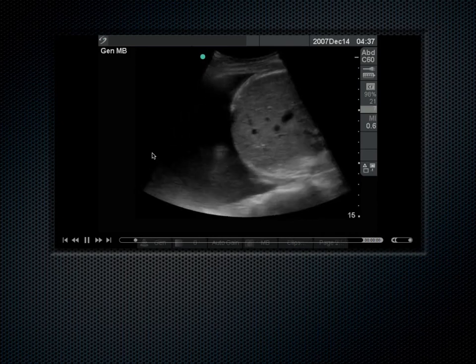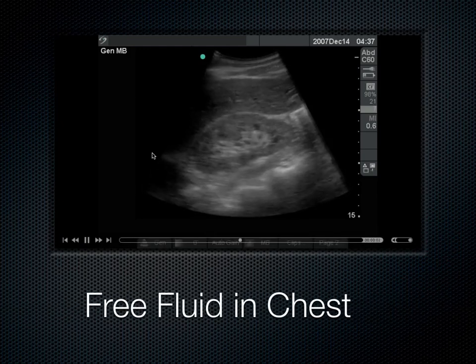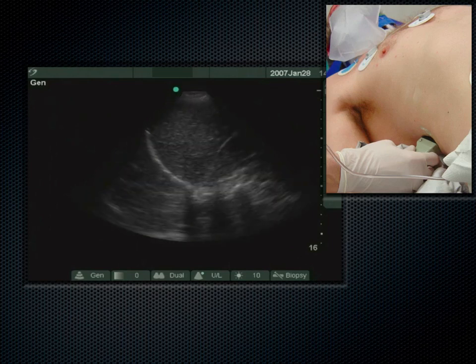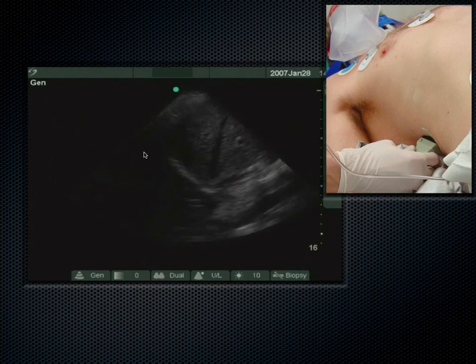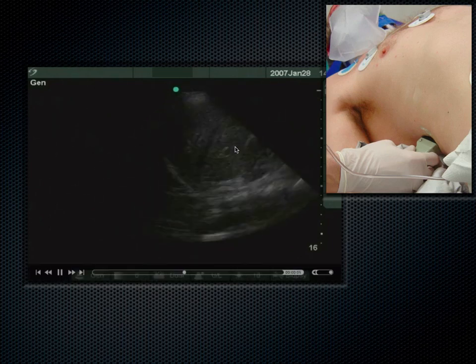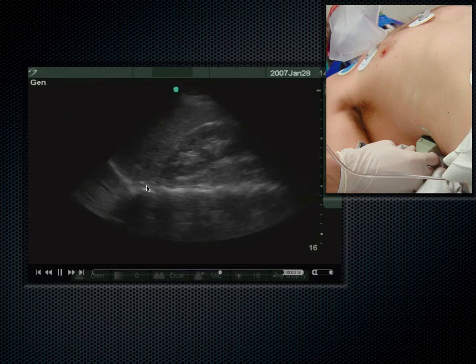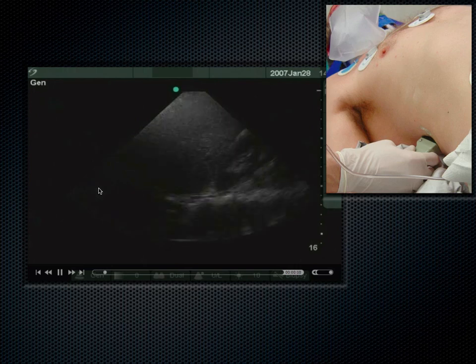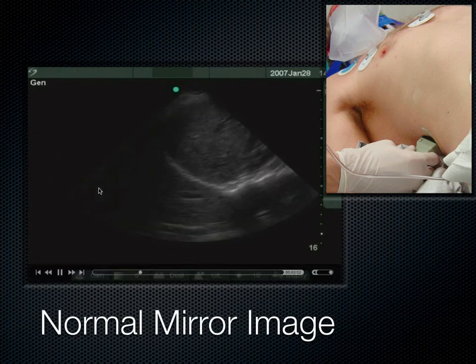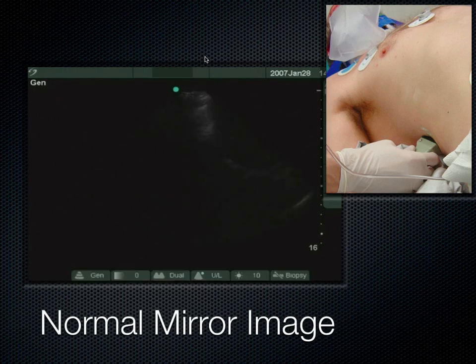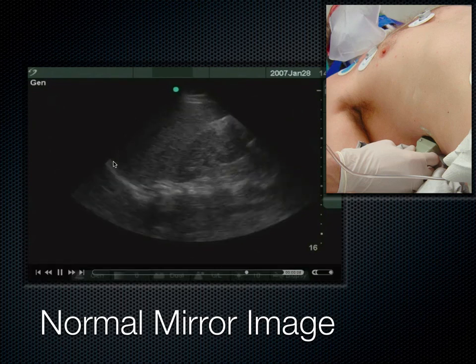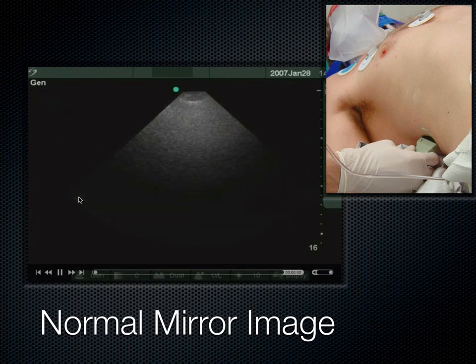What does it look like if there's not pleural fluid there? Well, there's an artifact that we count on to tell us that there's not pleural fluid there, and this artifact is represented here. So here we have the liver, the kidney, the diaphragm, and on the other side of the diaphragm it looks like there's more liver. This is what we call a mirror image artifact. What happens is ultrasound waves come and glance or hit the diaphragm, and they cannot go through the diaphragm if there's air on the other side.